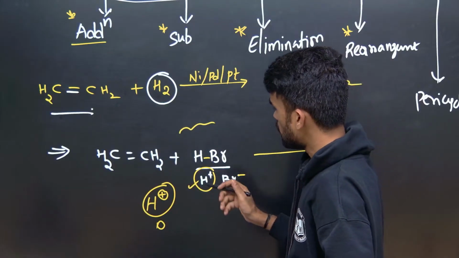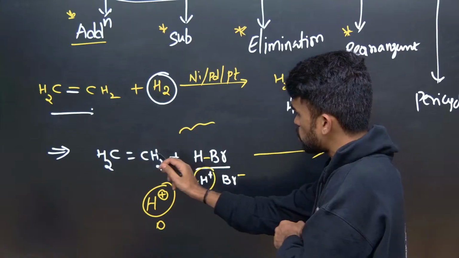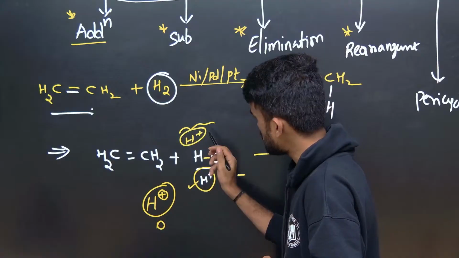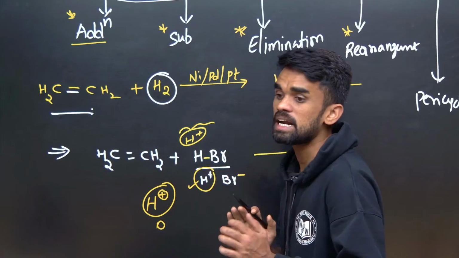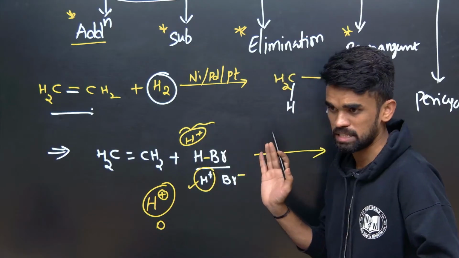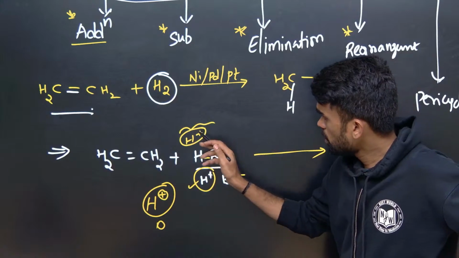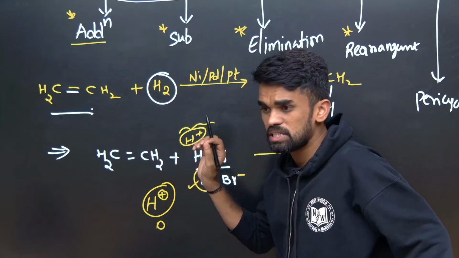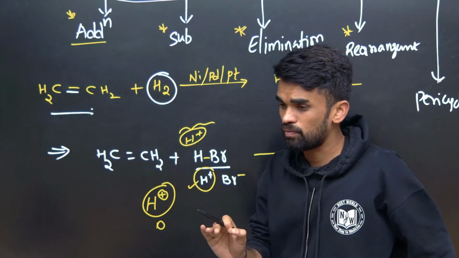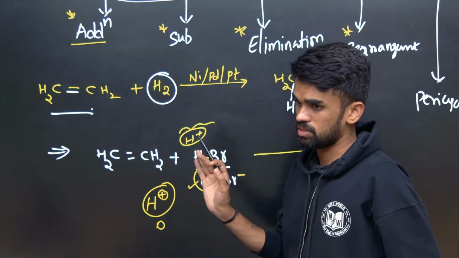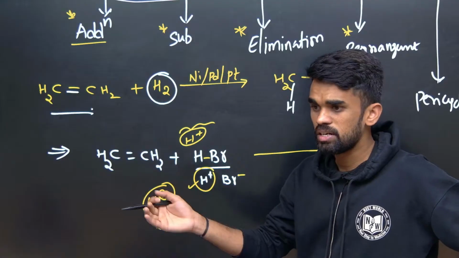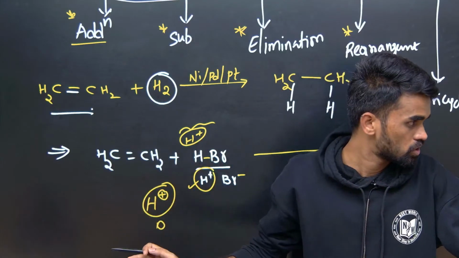Now while adding this HBr to this alkene, the addition of the H plus ion, which is the electrophile, to this alkene is the rate determining step. Since the electrophile is involved in the slowest step, the rate determining step, we call this mechanism an electrophilic addition reaction. If a nucleophile is involved in the rate determining step, it is a nucleophilic addition reaction. Hope it is clear now.